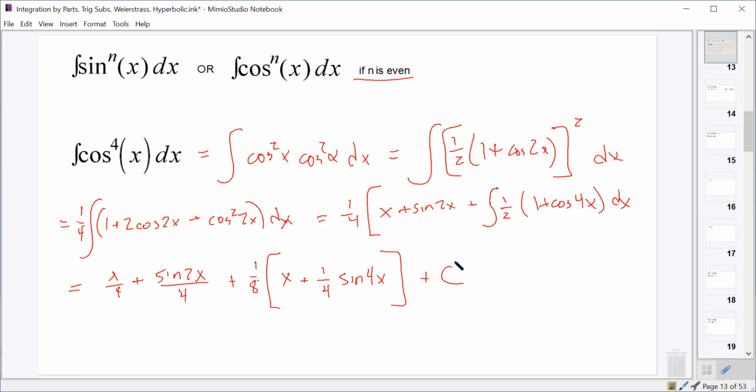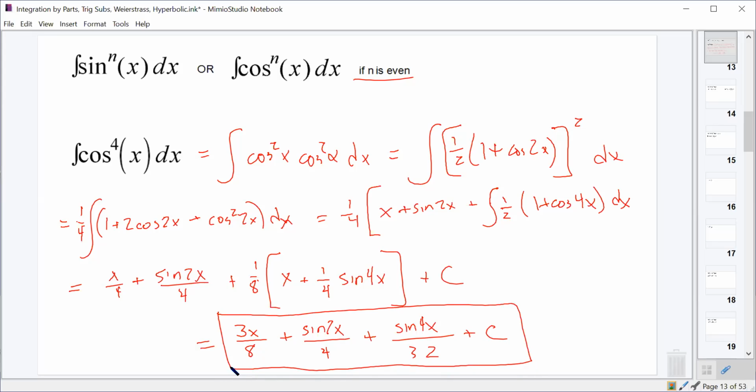And now if we combine our like terms, x over 4 plus x over 8 ought to be what? That's right, 3x over 8 plus our sine 2x over 4 plus now a sine 4x over 32 plus our constant. Good or no?